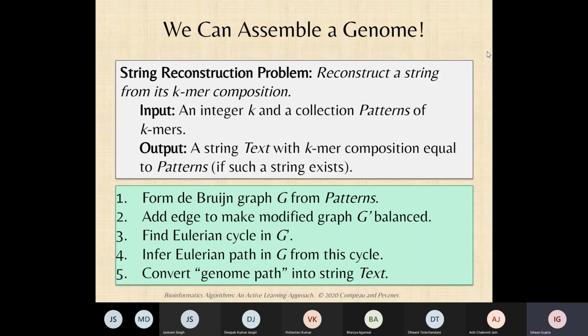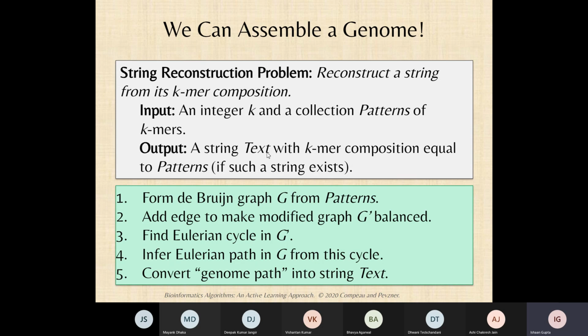So in the last class, I showed you how you can convert the string matching problem into a Eulerian path problem. The problem essentially is that you're given an integer k and a collection of patterns of k-mers, and the output should be the text, which essentially is the k-mer composition equal to the patterns.